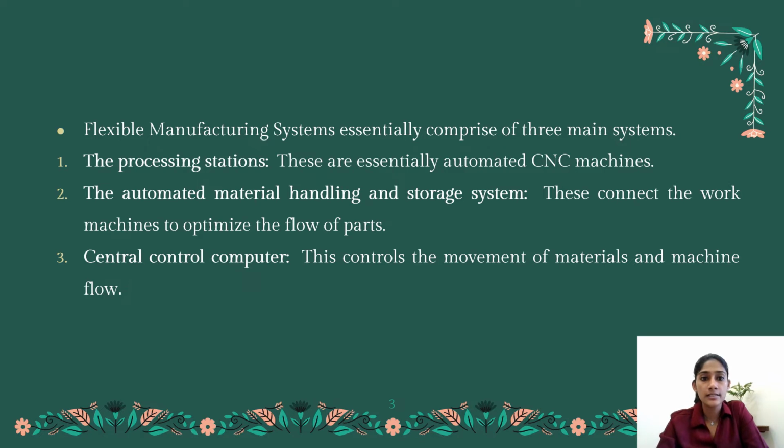And the next one is, FMS comprises three main systems. The first one is the processing station, the second one is the automated material handling and storage system, and the last one is the central control computer. The processing stations are essentially automated CNC machines, and the automated material handling and storage system is connected to the work machines to optimize the flow of parts. And the last one is the central computer. This controls the movement of material and machine flow.